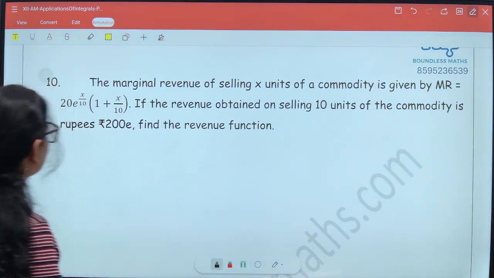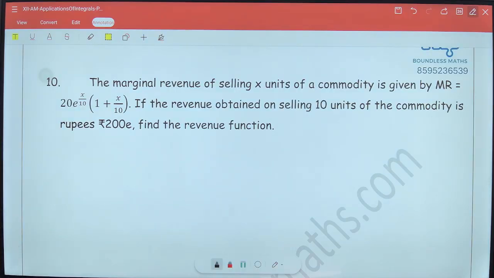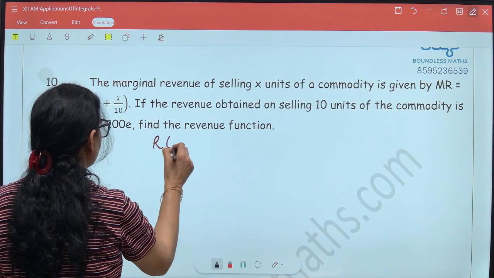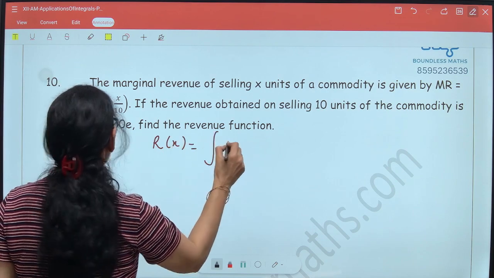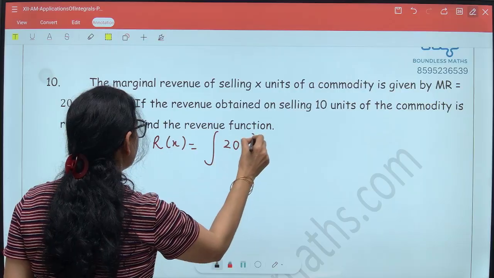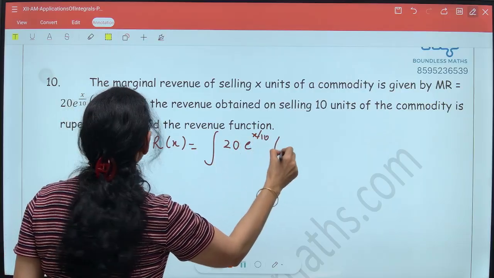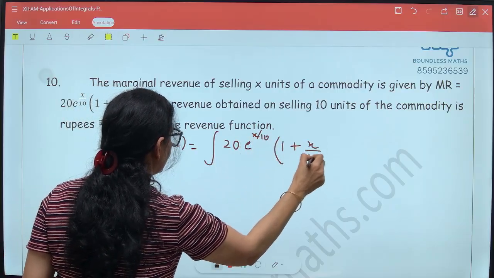The marginal revenue of selling x units of a commodity is given by MR. MR is equal to 20 e raised to power x by 10, times 1 plus x upon 10. If the revenue obtained on selling 10 units is rupees 200 e, find the revenue function. Again we need to find the revenue function first by integrating the expression given here, 20 e raised to power x upon 10, and this is 1 plus x upon 10.